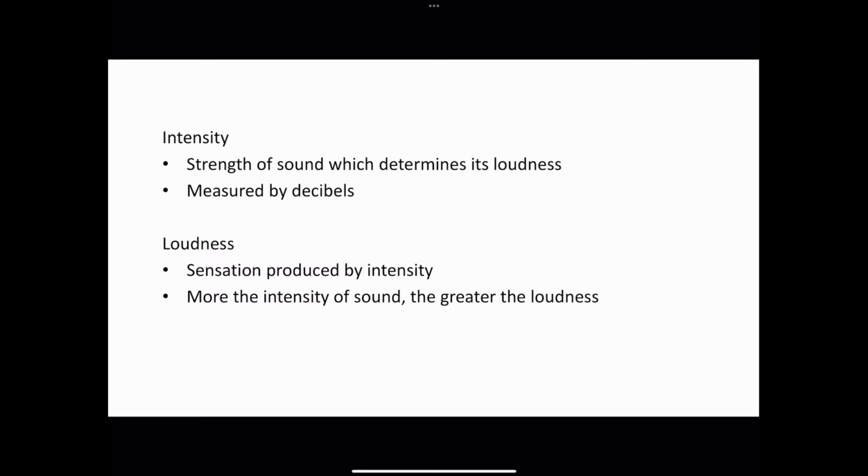Intensity is the strength of sound which determines its loudness. It is measured in decibels. Loudness is the sensation produced by intensity. The more the intensity of sound, the greater the loudness.